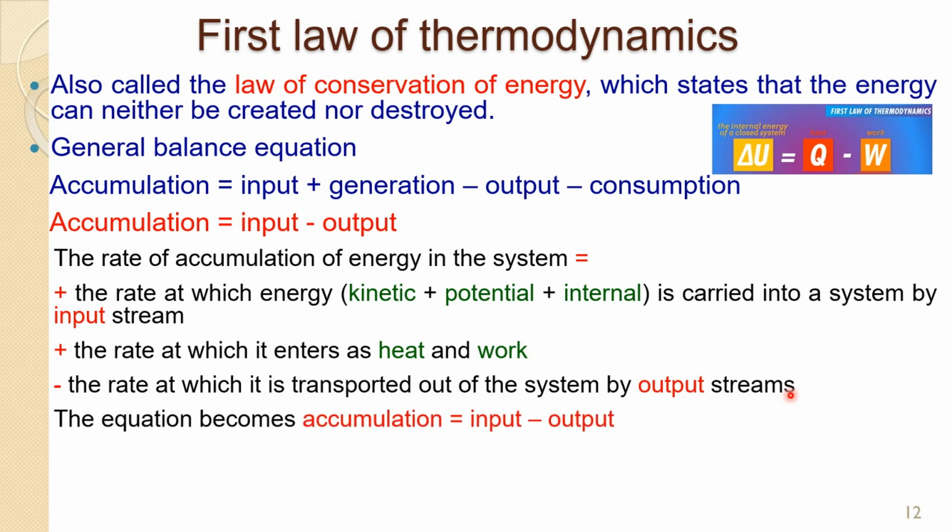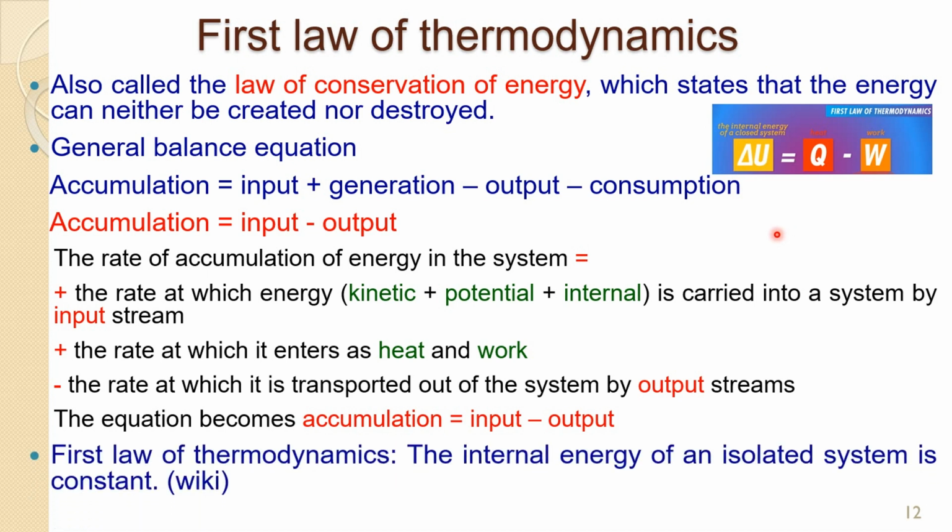So the equation becomes accumulation equals input minus output. This is the explanation in terms of thermodynamics, and this is the first law of thermodynamics. If you check the internet, the first law of thermodynamics says the internal energy of an isolated system is constant. So this is conservation of energy. This is a closed system.